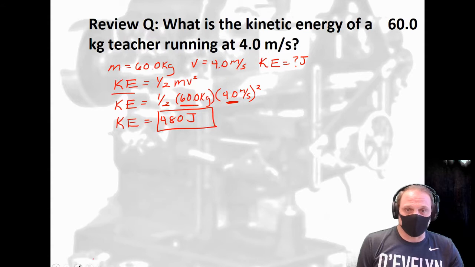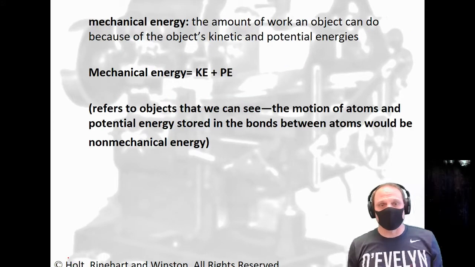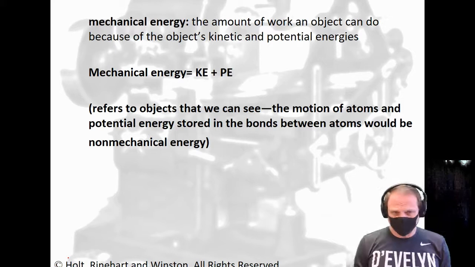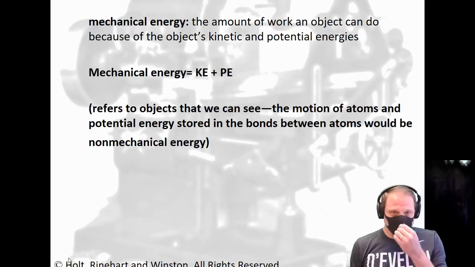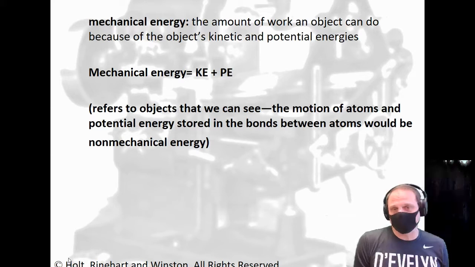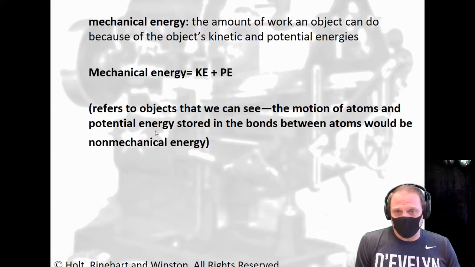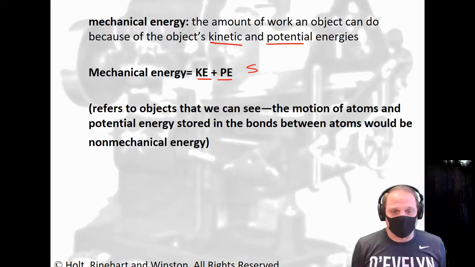Okay, so now you know how to solve kinetic energy problems. Now let's talk about mechanical energy versus non-mechanical energy. Mechanical energy is the total amount of work that an object can do based upon its kinetic and potential energies. So you kind of want to think of KE plus PE, right? It's kind of like the sum of the kinetic and the potential energies.